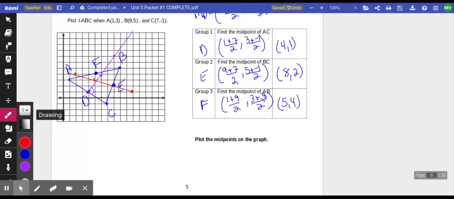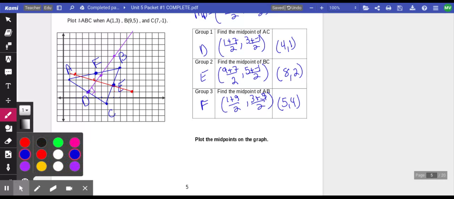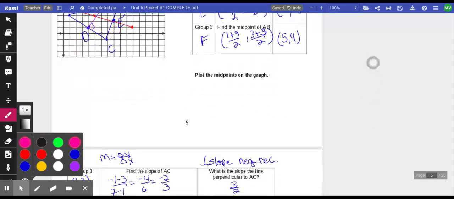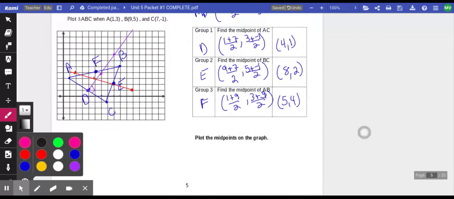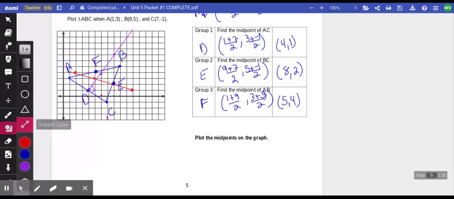Next, I'm going to do the perpendicular bisector of AB through point F. And let's make that one pink. So through F, we want a slope of negative 4. So we're going to start at F, and we're going to go down 4, right 1, down 4, right 1. And then we're going to draw the pink line.